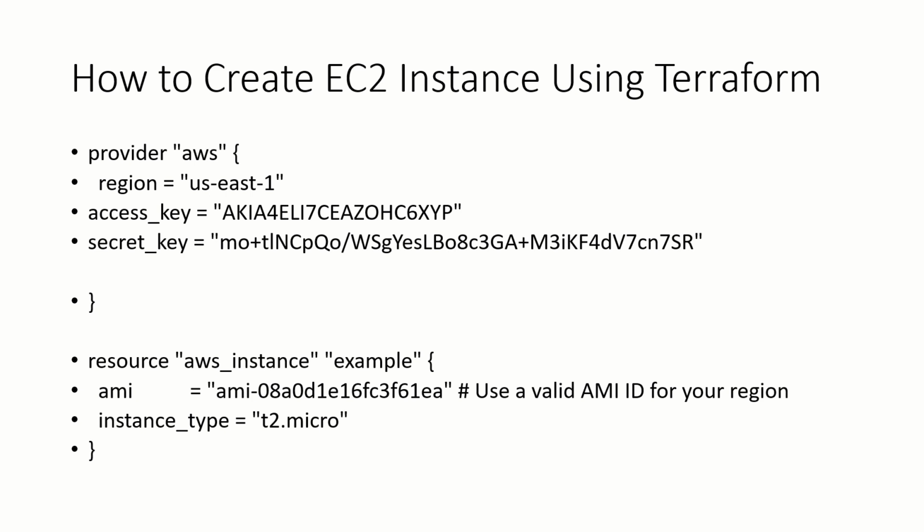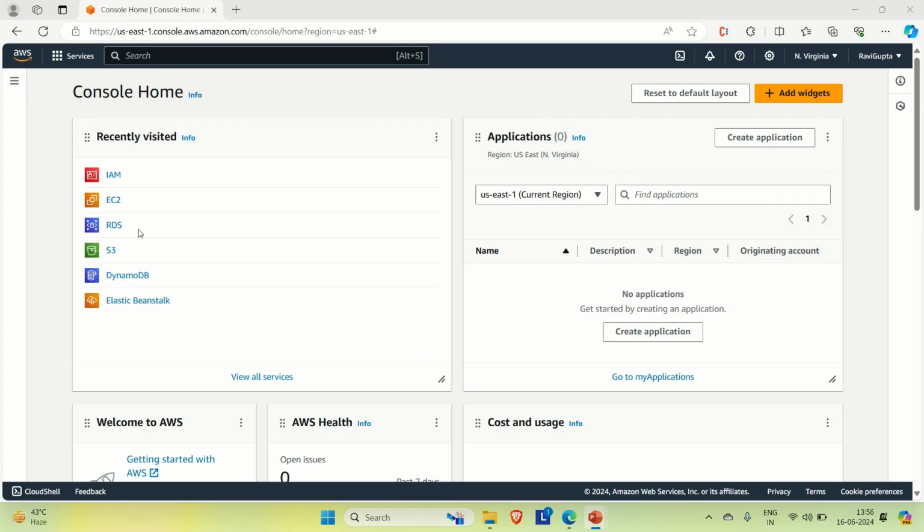Now let me come out of it, and here I have already logged into my AWS console. You can see I am on the browser and I have already logged into the AWS console. Now if you see, here we have the region, and this is my account with the name with which I have logged in here.